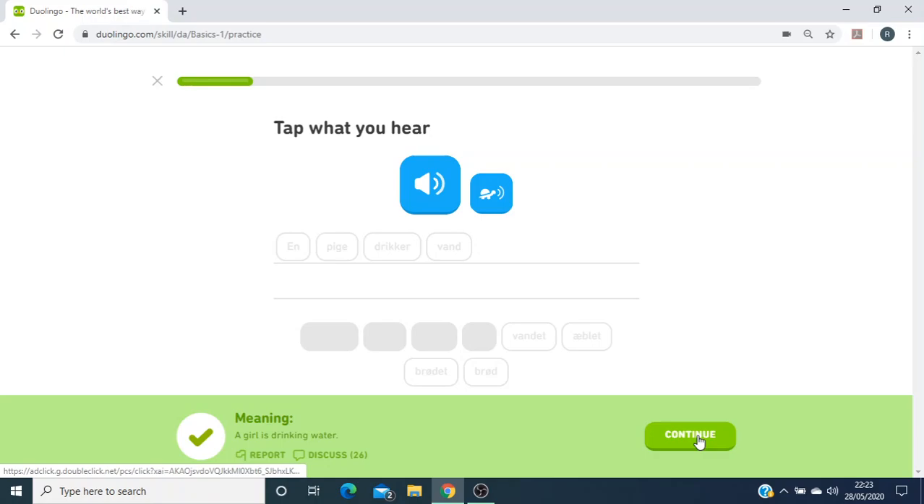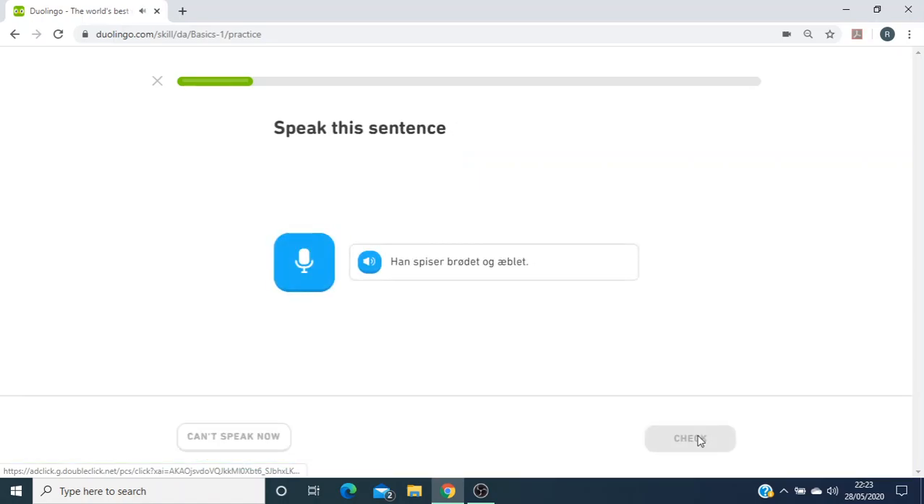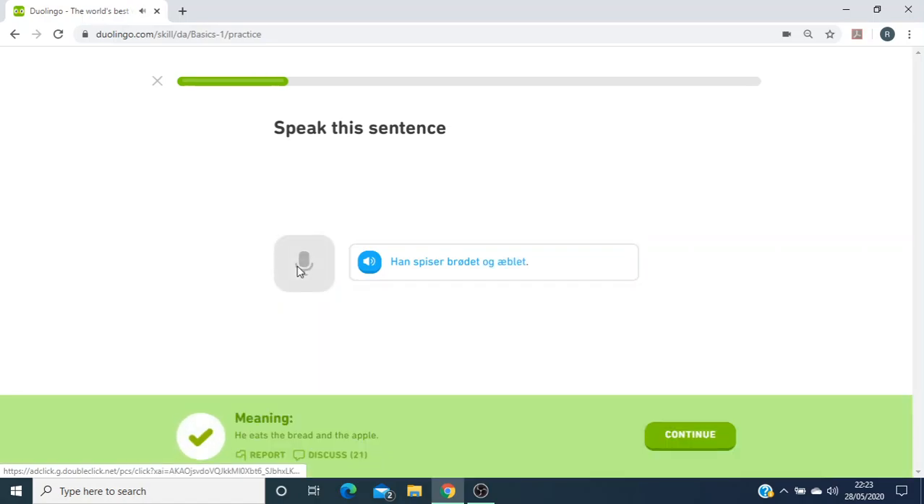The term they use is that Danes love to swallow their consonants, which just means that for most Danish words some letters are not pronounced, so it makes it very difficult to learn to spell. Han spiser brødet og æblet. Okay, let's see if I can have better luck with this one. Han spiser brødet og æblet. That's he eats the bread and the apple.